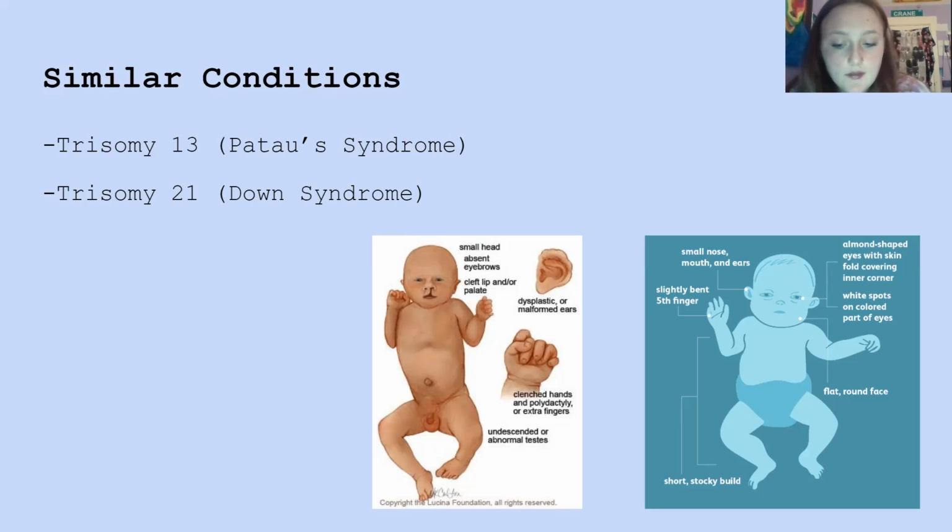Like trisomy 18, Down syndrome has a few different variations. These variations include full Down syndrome, translocation Down syndrome, and mosaic Down syndrome. The mosaic part is the same as trisomy 18. It's just when a portion of the cells contain the third copy. Full Down syndrome is the most common of the three types of Down syndrome. It occurs in 95% of the babies with this condition. And then translocation and mosaic make up the other 5%.